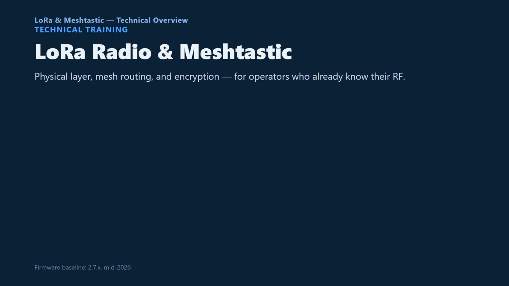LoRa radio, and Meshtastic mesh networking from the physical layer up. This is a technical look at how these devices actually work: chirp spread spectrum modulation, managed flood routing as it ships today, and the encryption model, including where it is genuinely strong and where it is not. If you already know what a repeater and a router are on a normal IP network, we are going to build on that, not re-explain it.